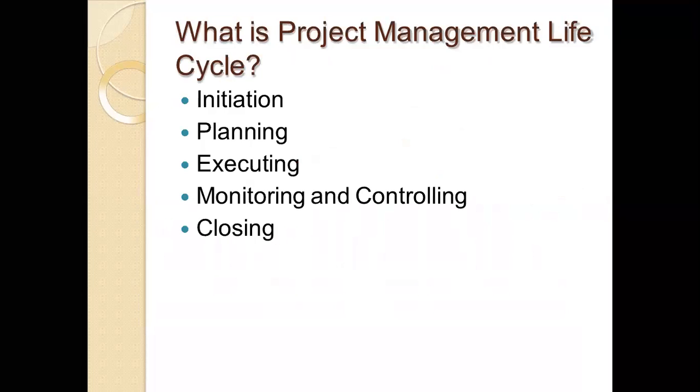What is the project management life cycle? The project management life cycle involves initiation, planning, executing, monitoring and controlling, and closing. So, like the software development life cycle, there is a project management life cycle, which involves initiating a particular project, planning it, executing, monitoring and controlling it, and closing the project.